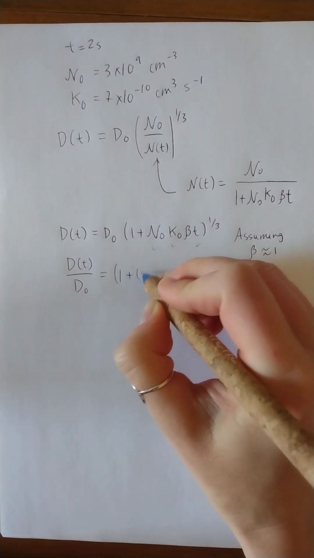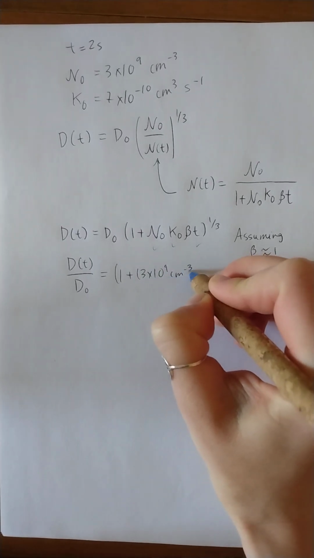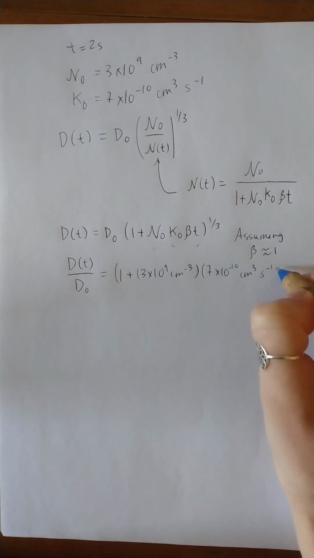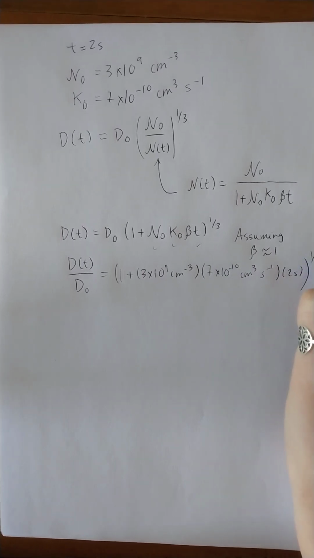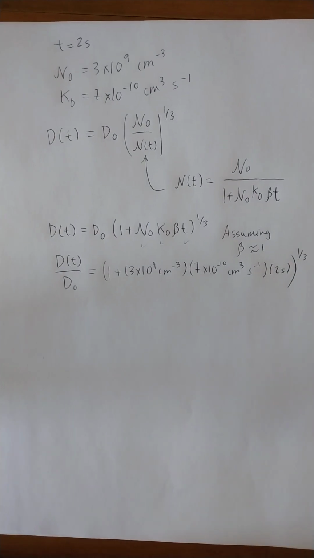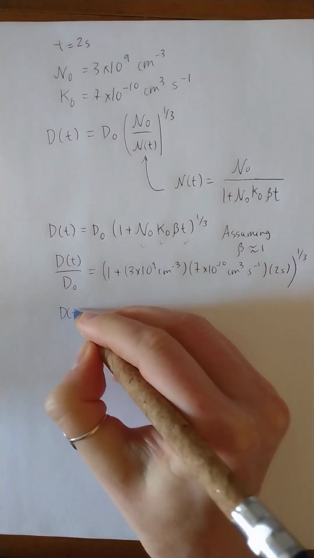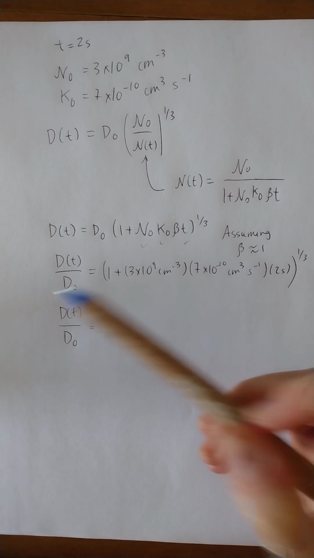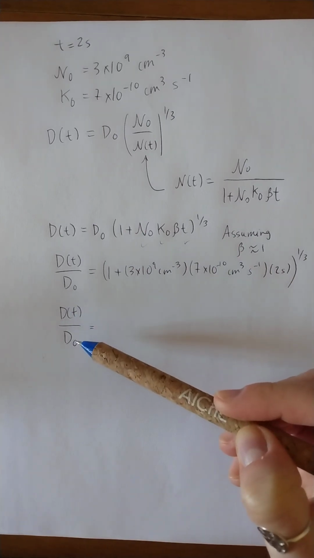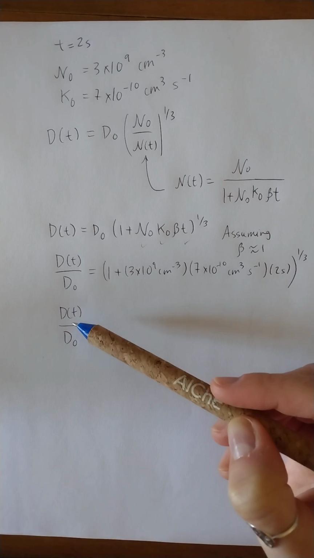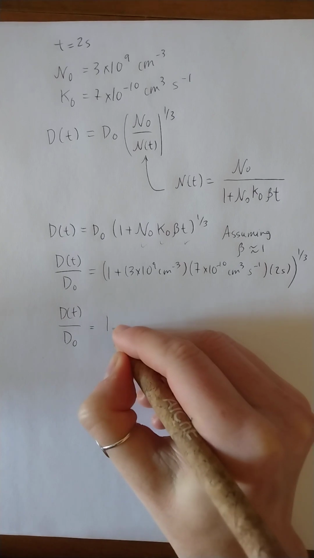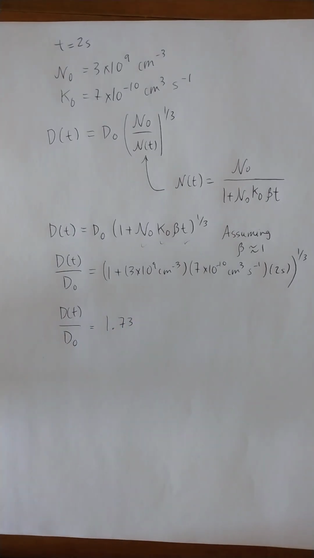And then we need to plug in the values that we have, the coagulation coefficient and our time. And if we plug all of those values in, then, right, we know even before we plug stuff in that this ratio has to be greater than or equal to 1, or really strictly greater than 1 because our particles are getting bigger over time. So if we get anything less than 1, then something's gone wrong. It should be about 1.73.